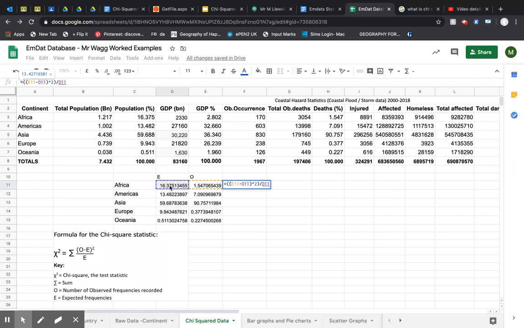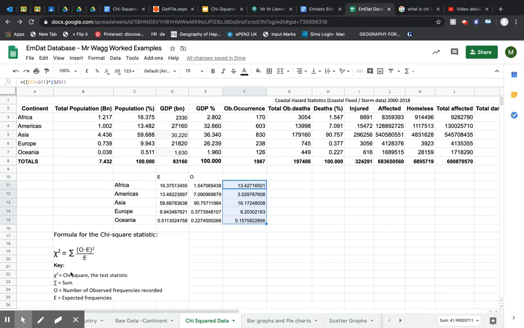So now I've got the observed data minus the expected data squared divided by the expected data. So I can hit enter. Here's my value for that. And I can copy that down for all of my cells.